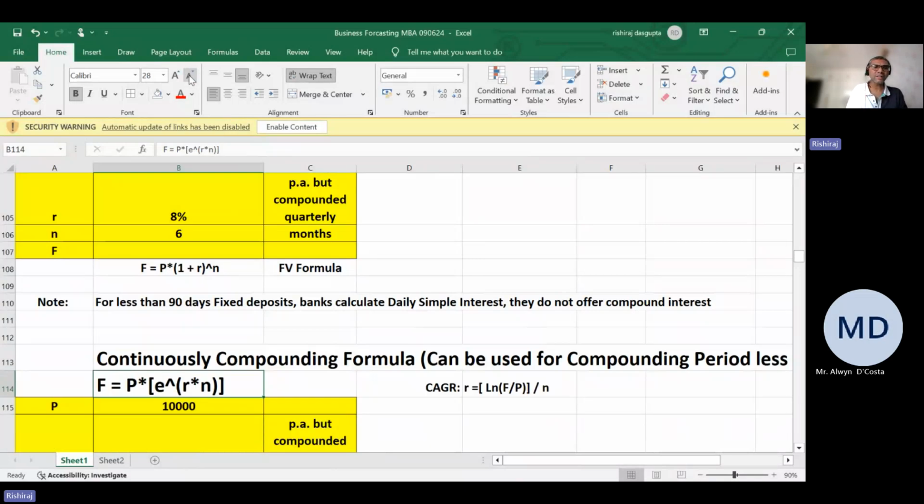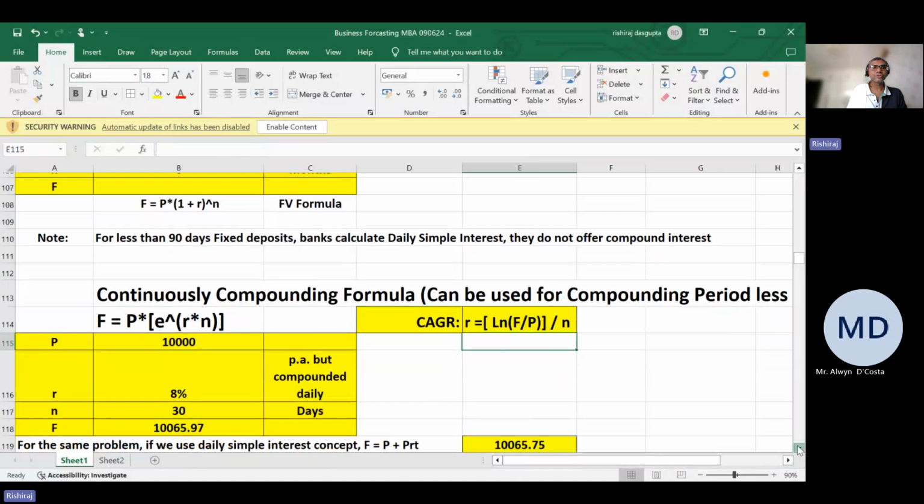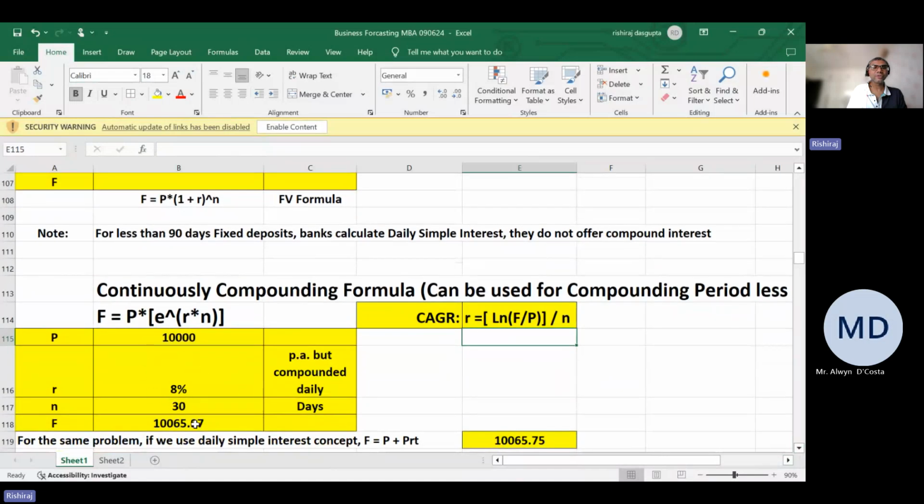E is a mathematical constant, F is the future value, P is the present value, R is the rate of compounding, N is the period of compounding. So the CAGR will be log of F by P, divided by N. So log of F by P by N, this is the CAGR. So we can use it for 30 days. I'm using it very, very slowly.